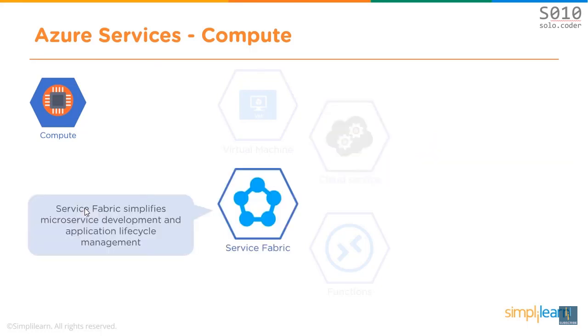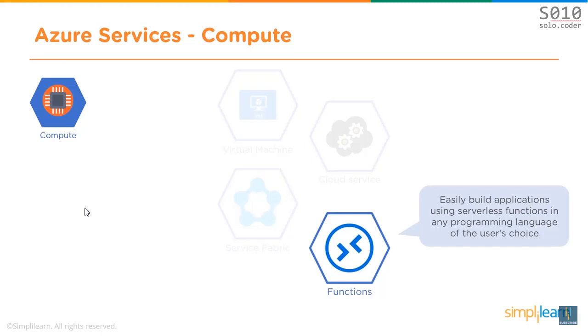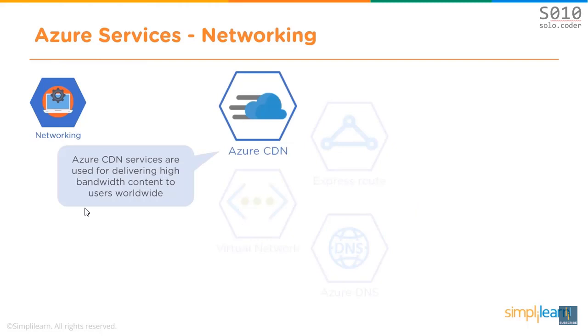Next up, let's talk about Service Fabric. With Service Fabric, the process of developing a microservice is greatly simplified. You might be wondering, what exactly is a microservice? A microservice is basically an application that consists of smaller applications coupled together. Next up, functions. With functions, you can create applications in any programming language that you want. Another very important part is that you don't have to worry about any hardware components. You don't have to worry what RAM you require or how much storage you require. All of that is taken care of by Azure. All you need is to provide the code to Azure and it will execute it, and you don't have to worry about anything else. Now let's talk about some networking services.